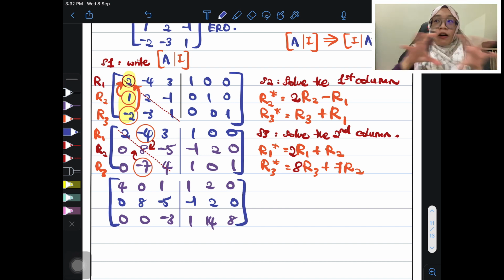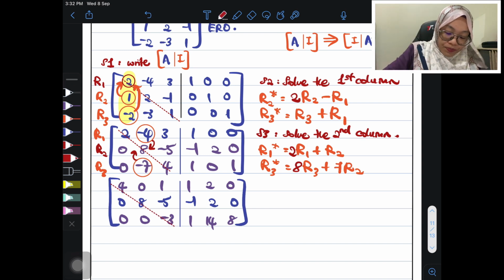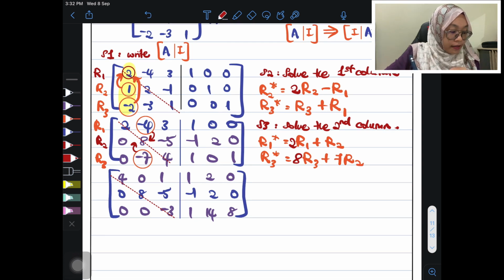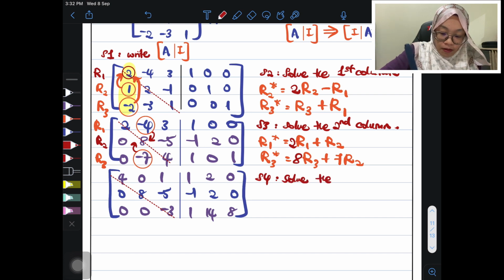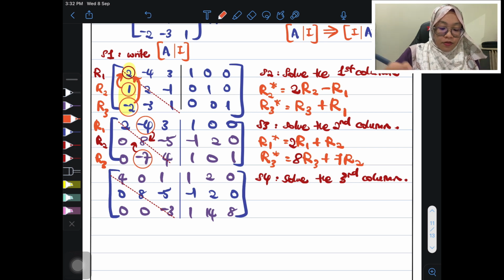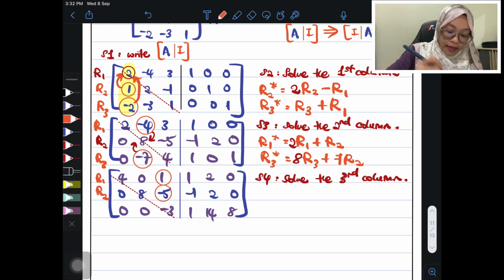Okay, you solve this ERO by row, you know. So you tak boleh solve setengah jalan, row depan, row belakang, tak ada. You solve every numbers in that row. So now let's go to the next step. Oh, the fourth step is solving the third column. Okay. Solving the third column is where the first row dan juga the second row sahaja yang perlu diubah. The first row and the second row sahaja.